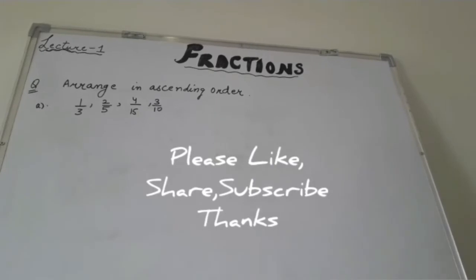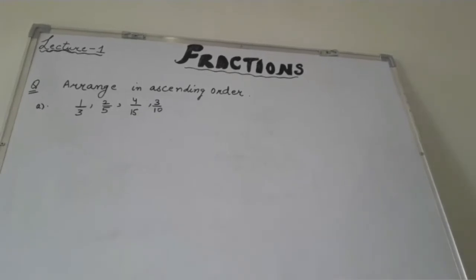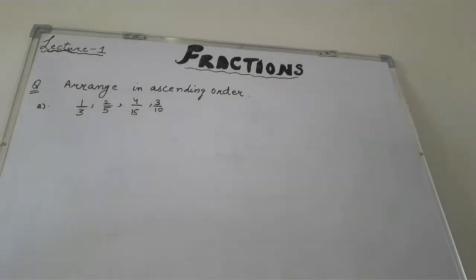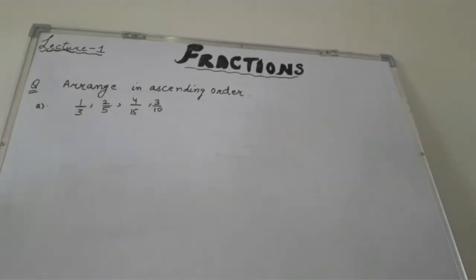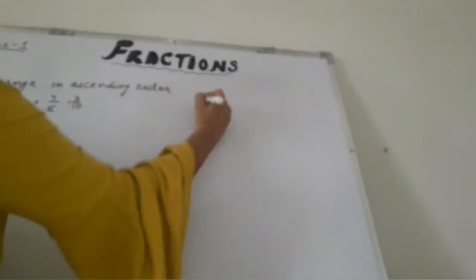Now let's start. The question is: arrange in ascending order the fractions 1 by 3, 2 by 5, 4 upon 15 and 3 by 10. How will you do it? Firstly, you will take the LCM of the denominators, and I hope you came to know how to take the LCM. I will show you one more time.